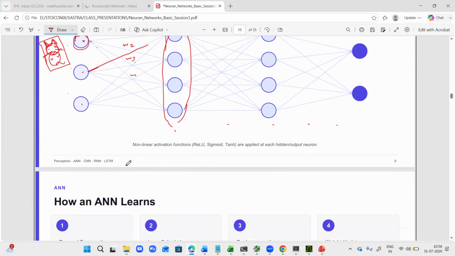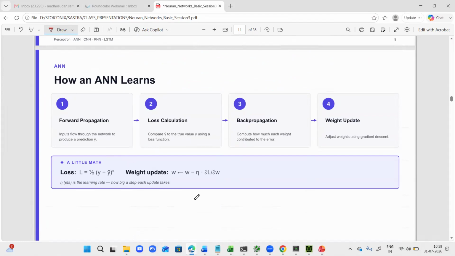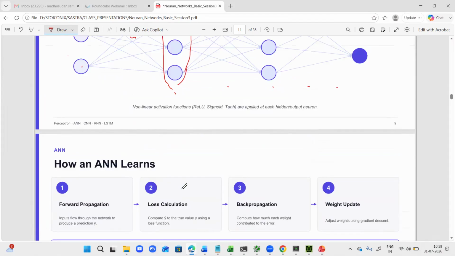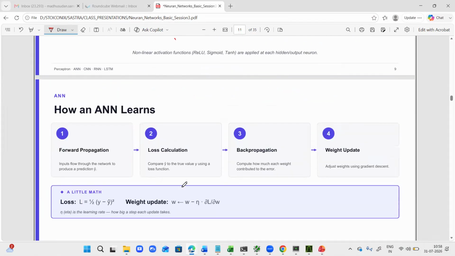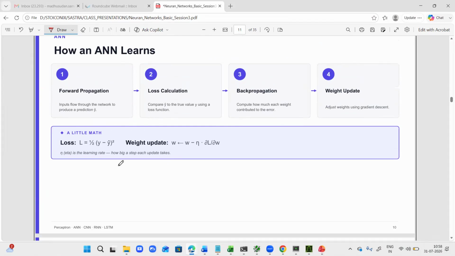So how does the artificial neural network learn? What is it that the artificial neural network is actually learning? Basically it learns these weights and biases, as I told you when discussing the perceptron. What we actually do is, the first step is called forward propagation. In this case, the input flows through the network to produce an output prediction. Let's call it y cap.